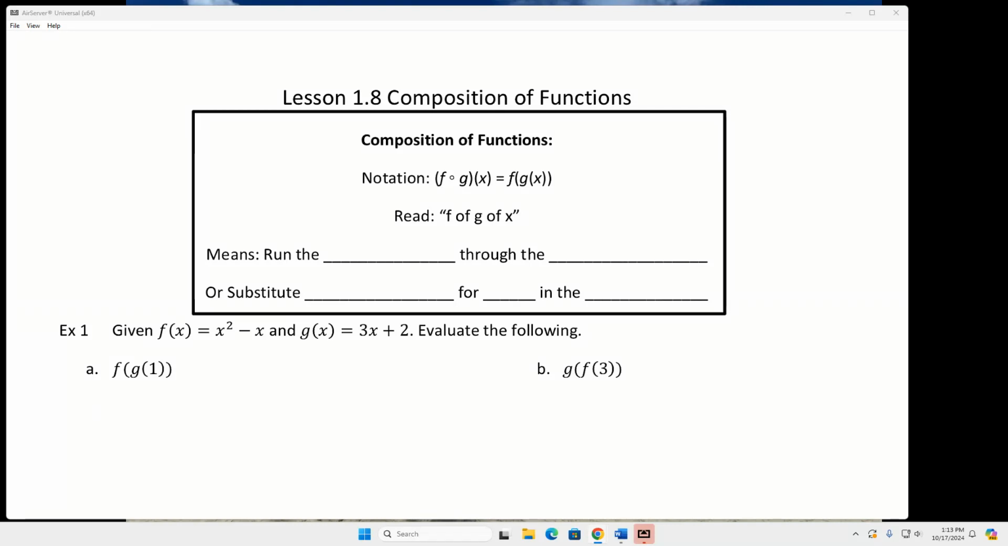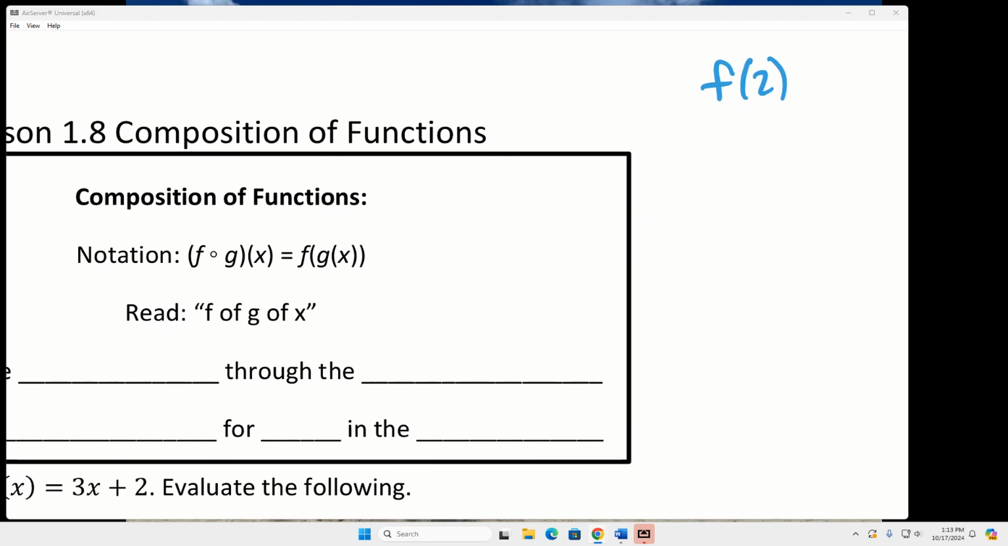All right, so I'm going to write a couple things, and I want you all to tell me what they mean. So, this right here, what does that mean? Like, what do you do if you have a problem like that? Plug in 2 for x, right? So, you would read this f of x, and it means everywhere in the function where you have an x, you change it into a 2.